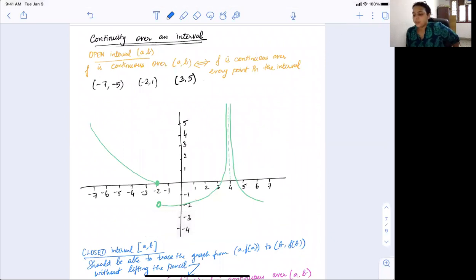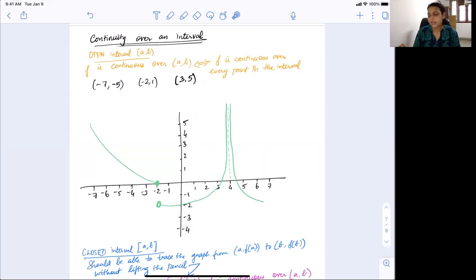Okay, so the previous video defined continuity at a point, and we're going to take off from where we left there and now talk about continuity over an interval. Now let's look at the case of an open interval, a comma b. Now f is said to be continuous over the open interval a comma b if it is continuous at every point in the interval.